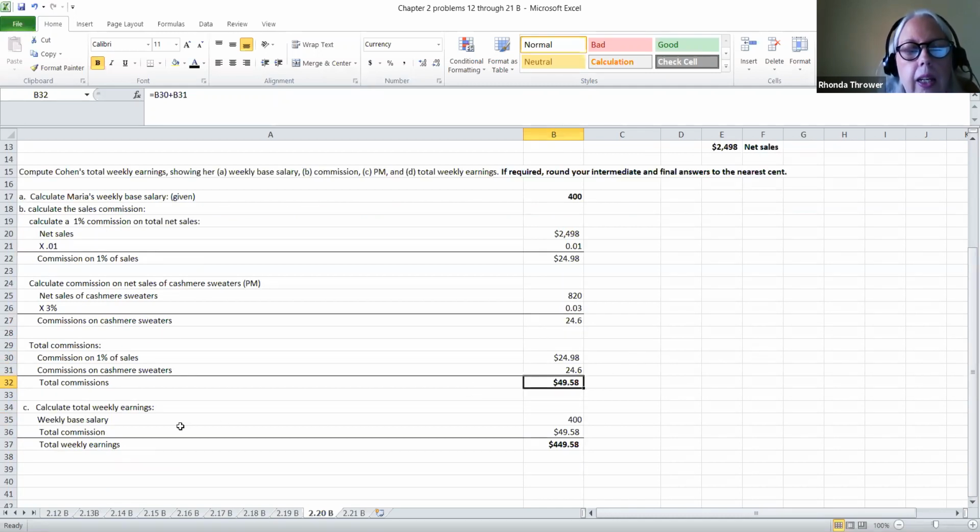When we're calculating our total weekly earnings, we're going to take the given amount of $400, our weekly base salary. We're going to add our total commissions to this, which would be $49.58. And those total commissions were 1% of the net sales amount and 3% of the net sales of the cashmere sweaters. When we combine the two of these together, that gives us our total weekly earnings.